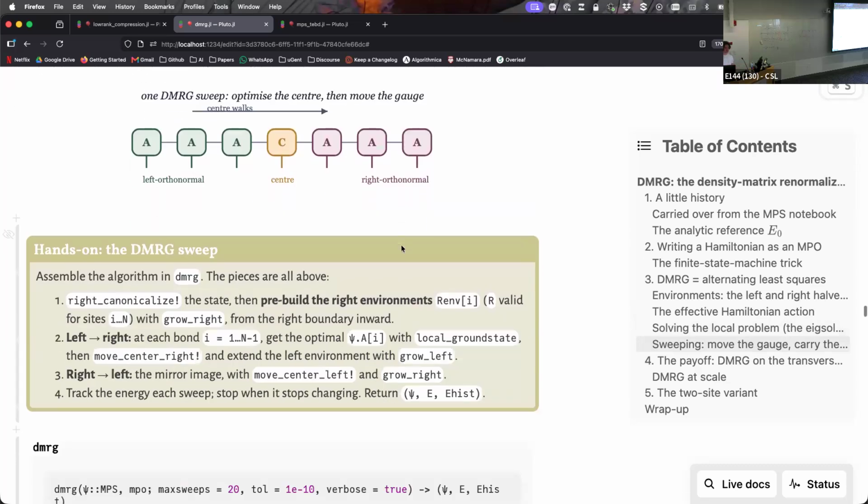And so the entirety of one DMRG sweep looks a lot like this TEBD algorithm that we did before. We make sure the center is at the site we're looking at. We compute the local projection of this entire equation. We solve this local equation, and then we move on to the next site.